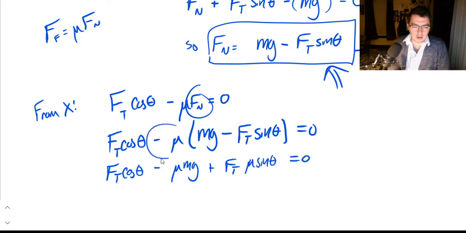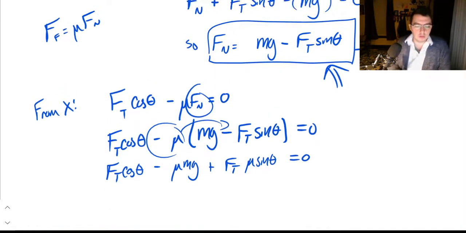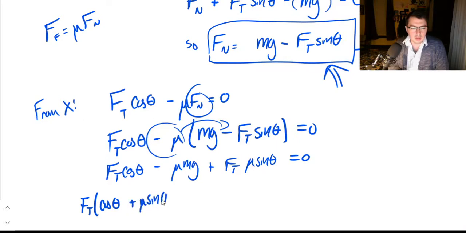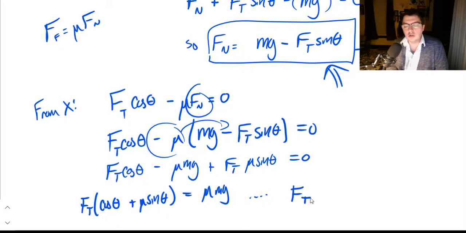Be careful distributing this through. Minus minus gives me my plus. Some algebra review perhaps for some of us. So I have F_T cosine theta plus mu sine theta equals mu mg. And there's a few more steps to solve. I'll let you do that on your own. You should get that the force of tension is equal to, I'm going to pause to calculate and double check my work. I get, when I solved it, 80.2 newtons.